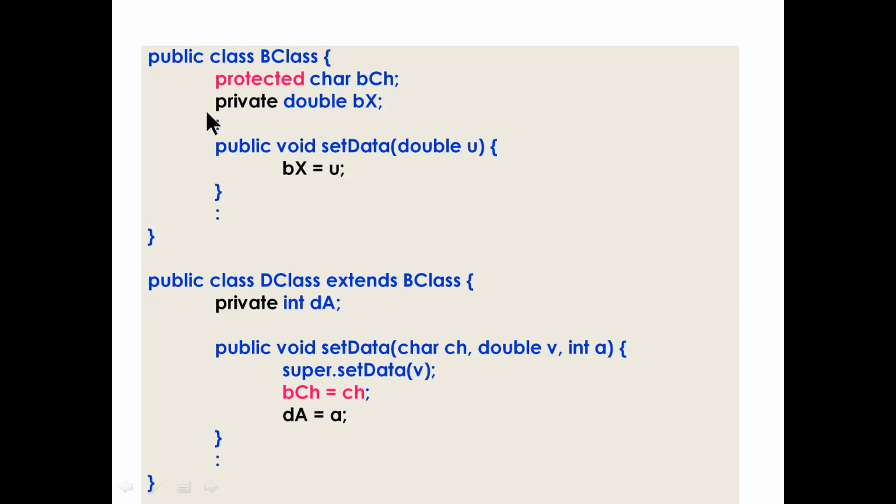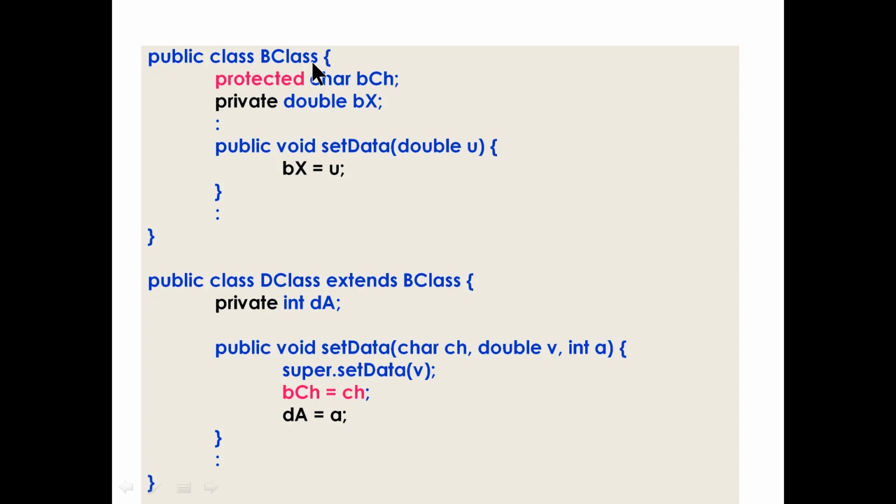Look at an example here. We have a base class, B. We have a protected character type instance variable, and another that is private, and we have setData. setData is a method of type void. We pass a parameter u, and this u will be initialized to bx. Then we create a subclass, D, of the base class.